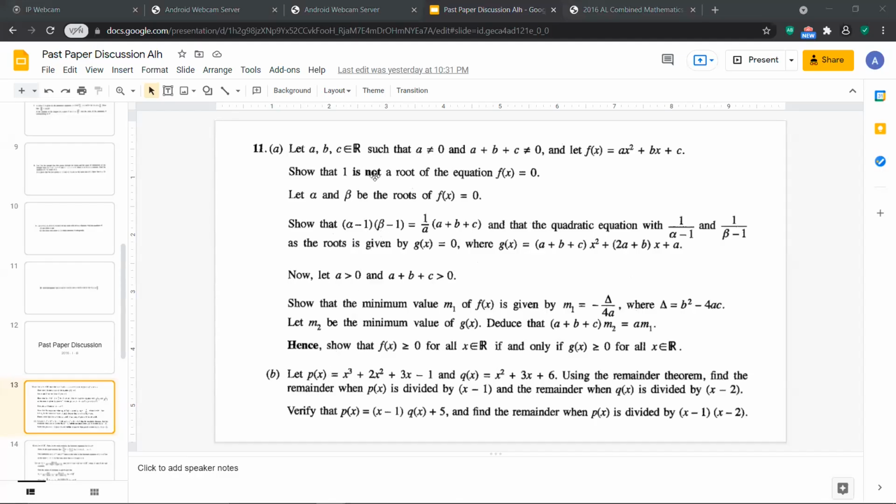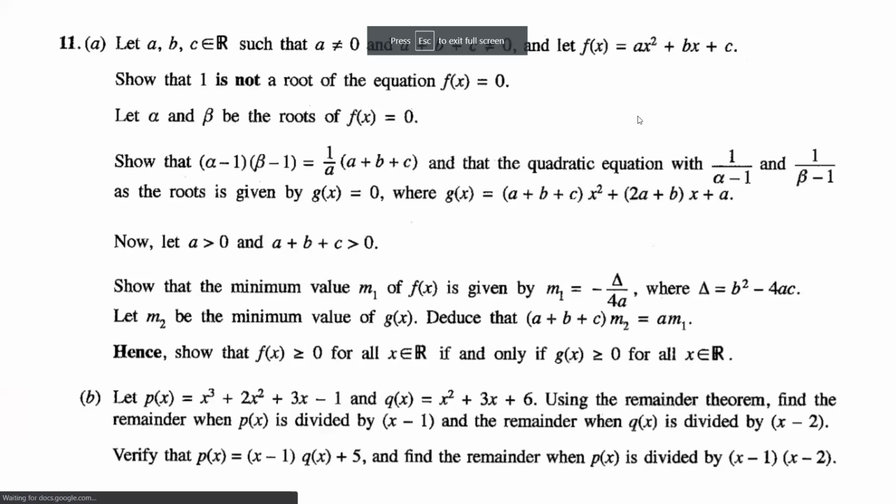Okay, we did the first part. So show that 1 is not a root. So the next thing is, it says alpha and beta are the roots of fx equals 0. So we need to show that alpha minus 1 into beta minus 1 is equal to this, another quadratic equation. So first part is show that alpha into this is this. So how do you do that?